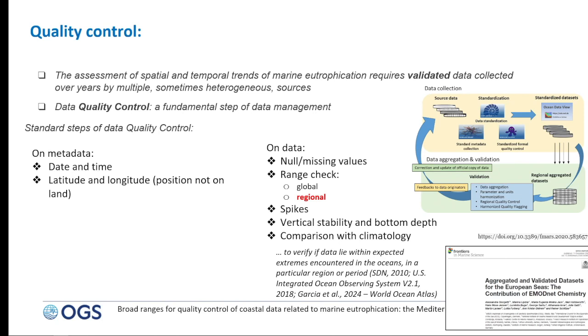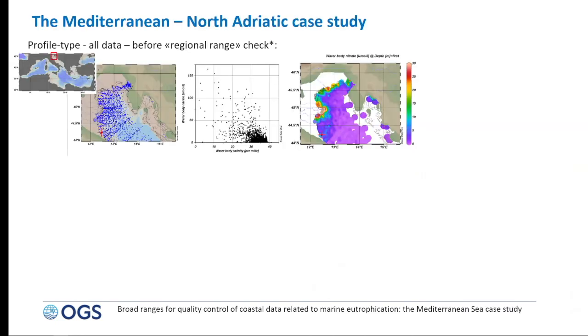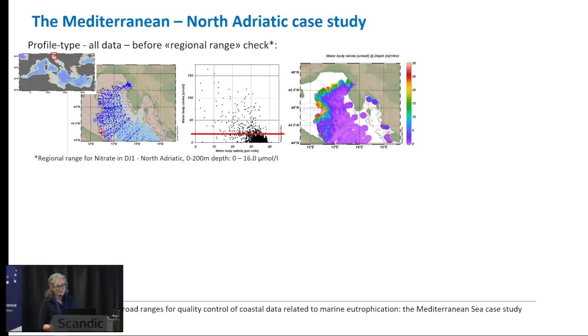But these ranges are only available for the open waters. So these regional ranges may not be suitable for coastal waters due to their high natural variability. I show here as an example some plots using all data, so data without any quality control being done. The map on the left is just a surface distribution of nitrate, one of the nutrients, in the North Adriatic. And the red line on the plot represents the regional range, which is currently used to validate data.